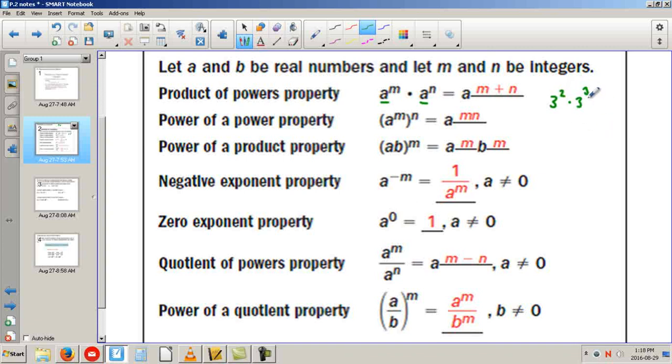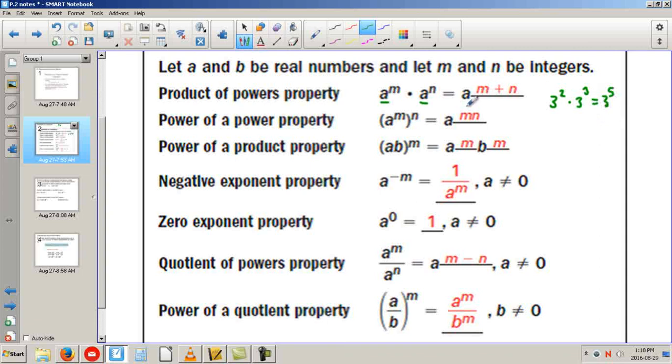So the question is, what do you do with the exponents? Well, keep in mind 3 squared means 3 times 3. 3 cubed means 3 times 3 times 3. So really, I'm multiplying 5 3's here. And if you think about it, like this rule says, we can add the exponents. 2 plus 3 is 5, making our answer 3 to the 5th.